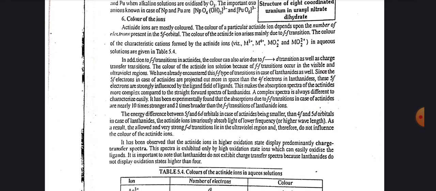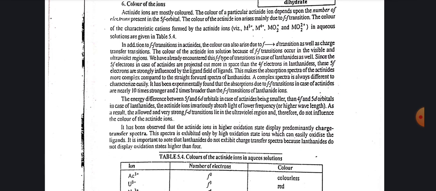Colors of the ions. Actinide ions are mostly colored. The color of a particular actinide ion depends upon the number of electrons present in the 5f orbitals. The color of the actinide ion arises mainly due to f-f transitions. This is the color of the characteristic cation formed by the actinide ions in aqueous solutions.